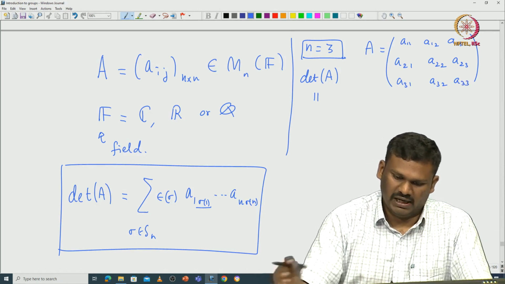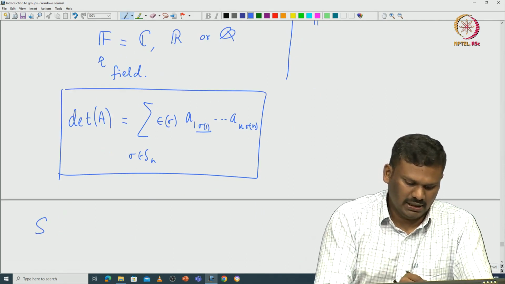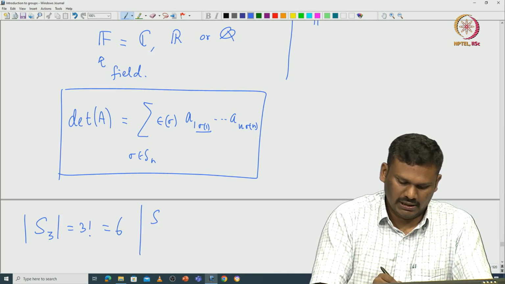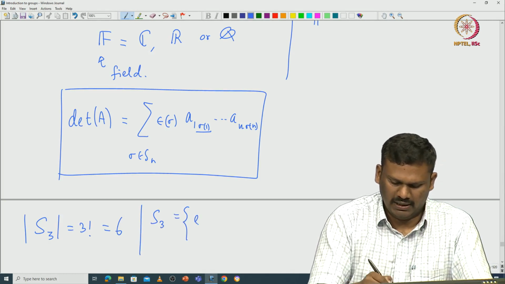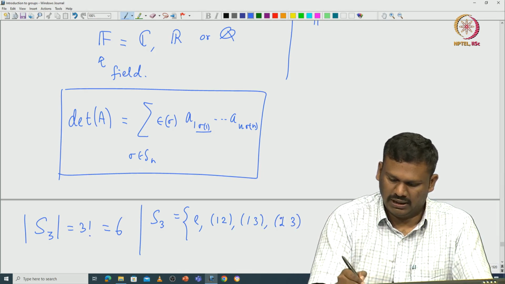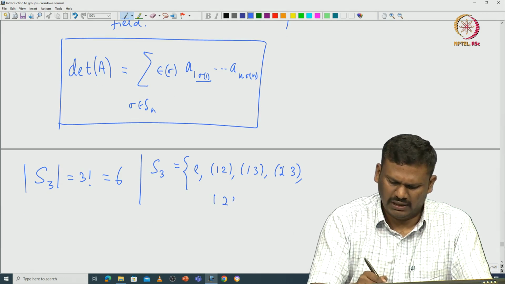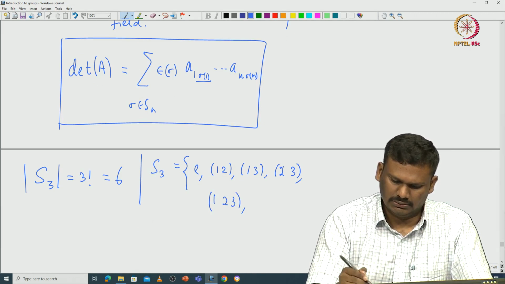So how many terms do you have in S3? The cardinality of S3 is 3 factorial, it is exactly 6. So you can write down S3 very explicitly. This is going to be the identity and then the transpositions (1 2), (1 3) and (2 3). So 3 transpositions are there. Then you have the product of them, so you will have the 3-cycles (1 2 3) and (1 3 2).